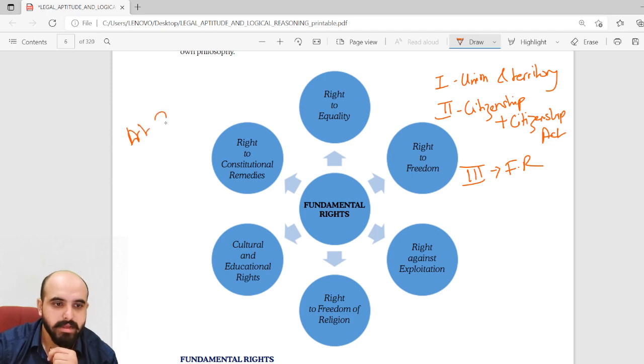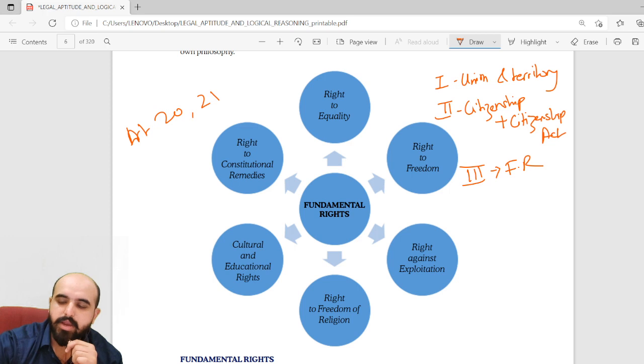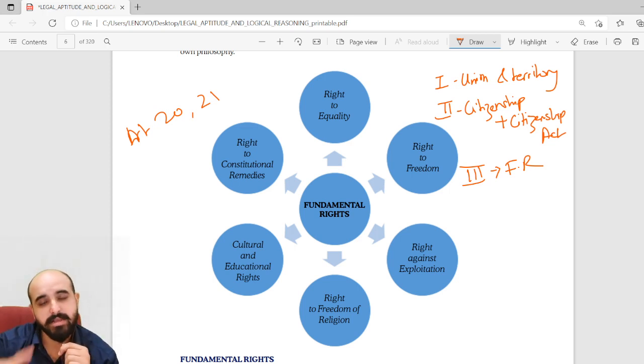Article 20 and 21 cannot be frozen even during the proclamation of emergency, and there is a huge story behind it which we will cover later on when we deal with these articles. So part 3 deals with fundamental rights. Now comes part 4, that you know as DPSP.